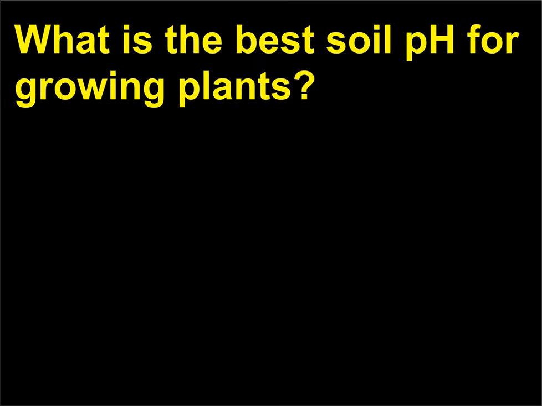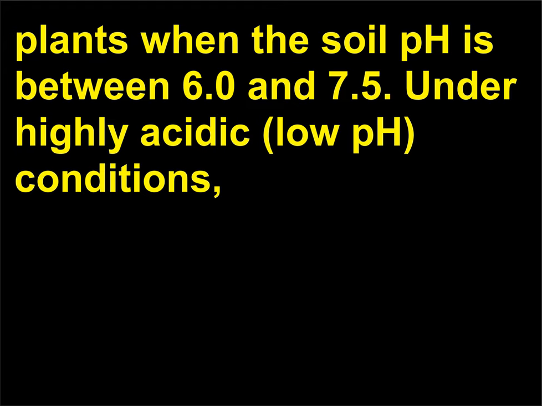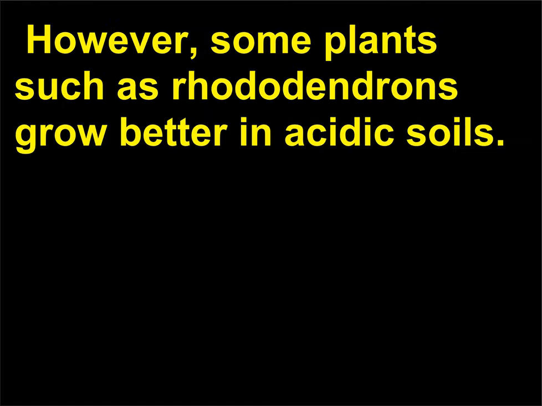What is the best soil pH for growing plants? Nutrients such as phosphorus, calcium, potassium, and magnesium are most available to plants when the soil pH is between 6.0 and 7.5. Under highly acidic, low pH conditions, these nutrients become insoluble and relatively unavailable for uptake by plants. However, some plants such as rhododendrons grow better in acidic soils.